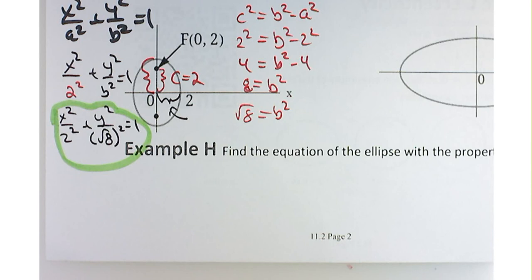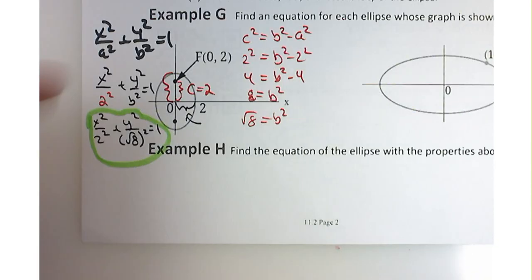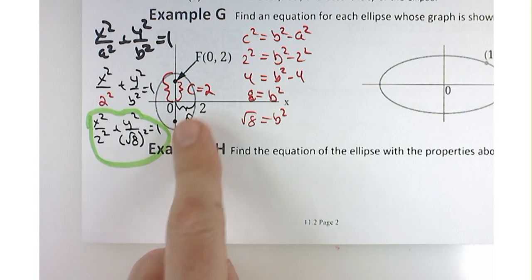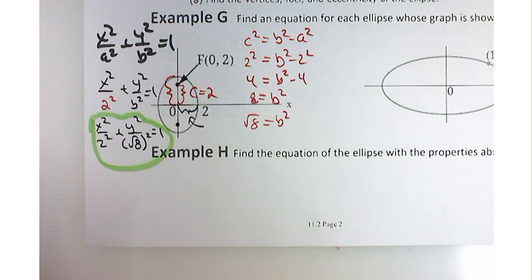Typically speaking, if mathematicians give you some information in a problem, you're going to need that. And the thing that we needed, in addition to a equaling 2, was that c was equal to 2. All right.